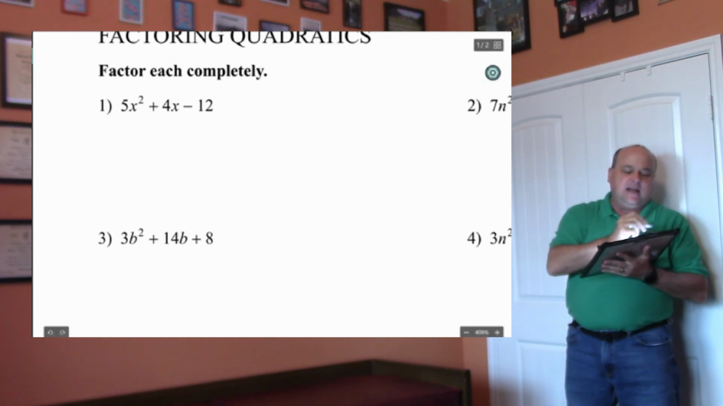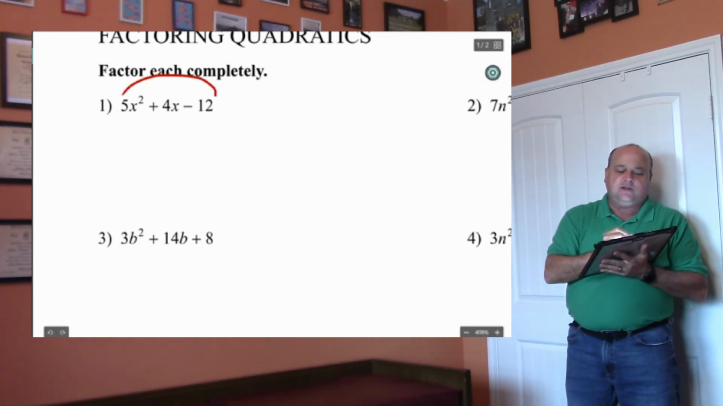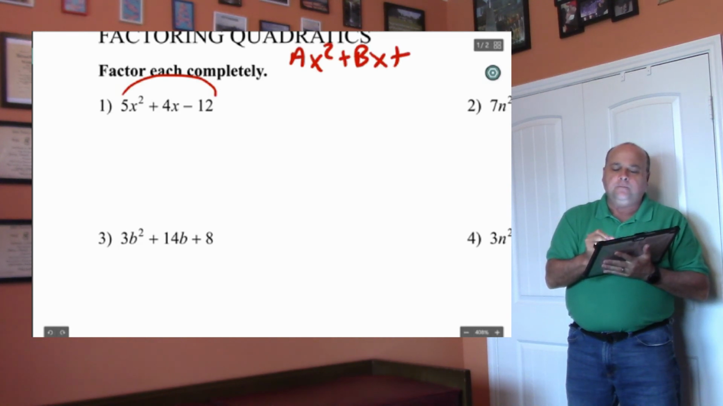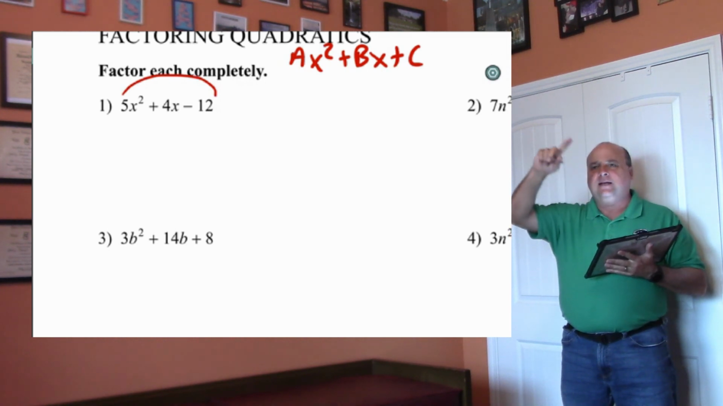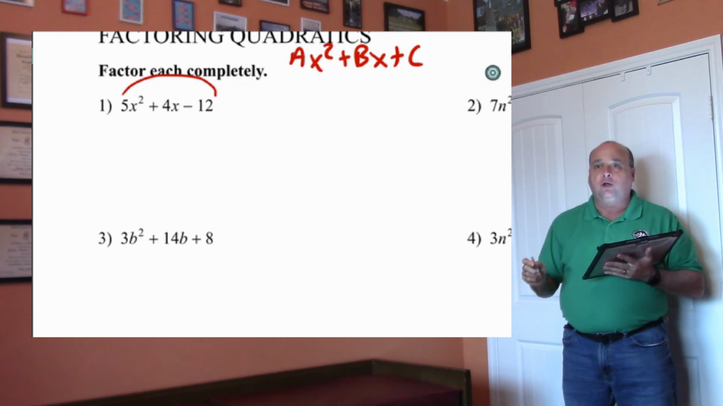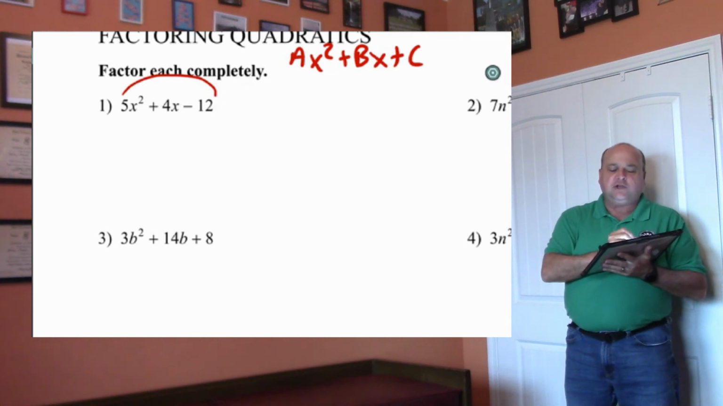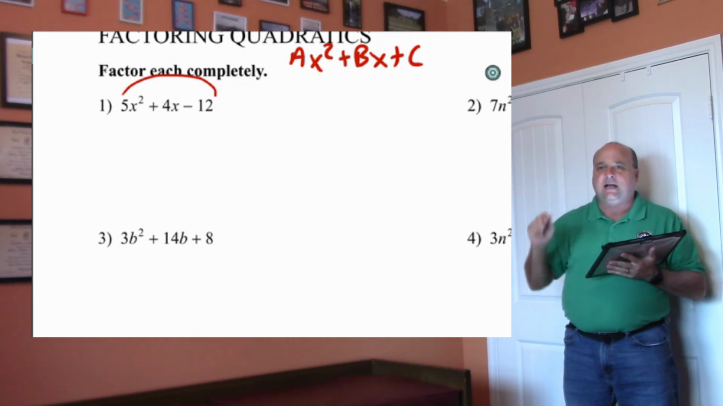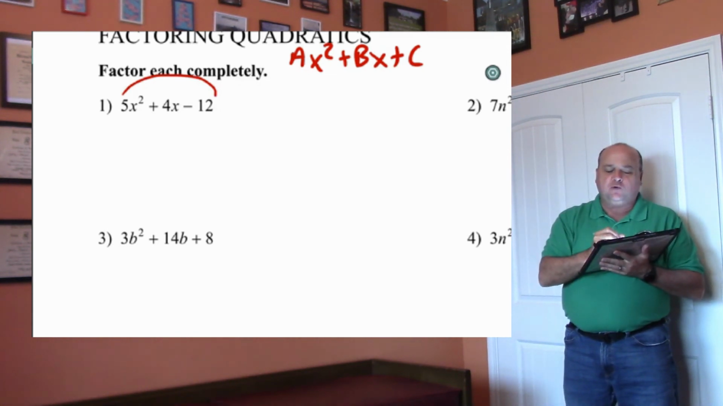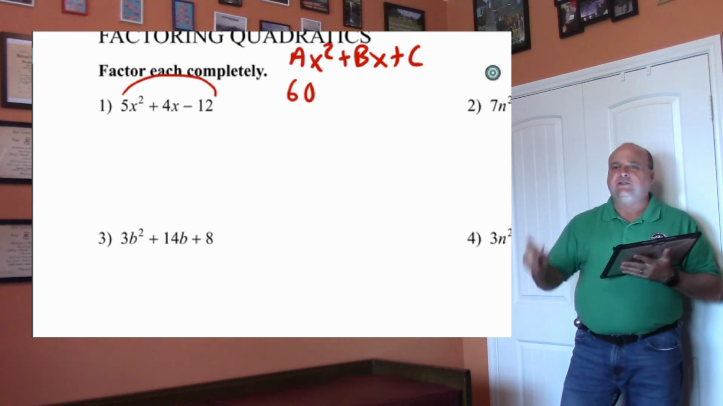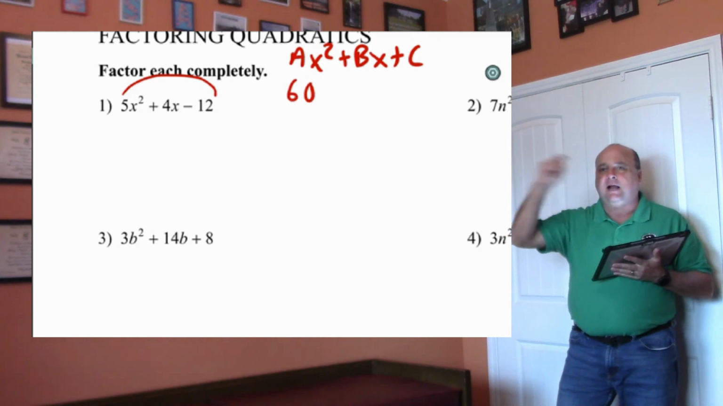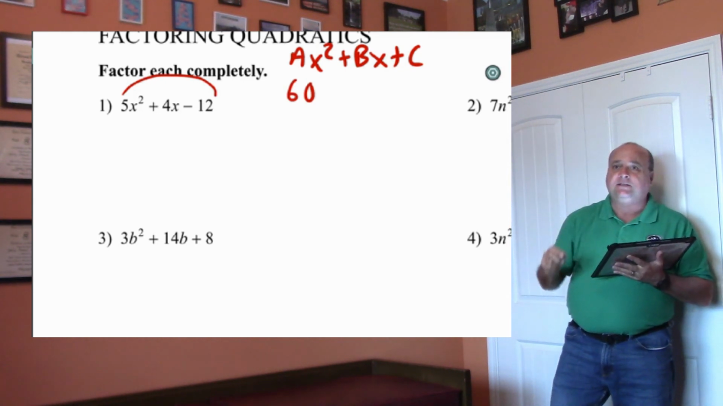Step one is to take the A term and the C term. This is your standard equation right here, ax squared plus bx plus c. So we're going to take the A term and the C term and multiply. Right here, I'm just going to do 5 times 12. Ignore the signs for now. So 5 times 12 is 60. Everyone see where I get the 60? I'm multiplying the first term and the last term to get 60.